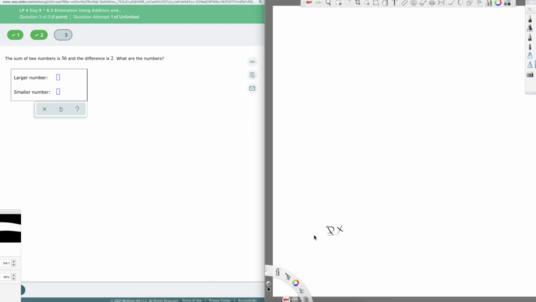Okay, let's do one more of these. Now we have: the sum of two numbers is 56, and the difference is 2. What are the numbers? When we're writing systems of equations from a word problem, we're going to have two different things that we're comparing.